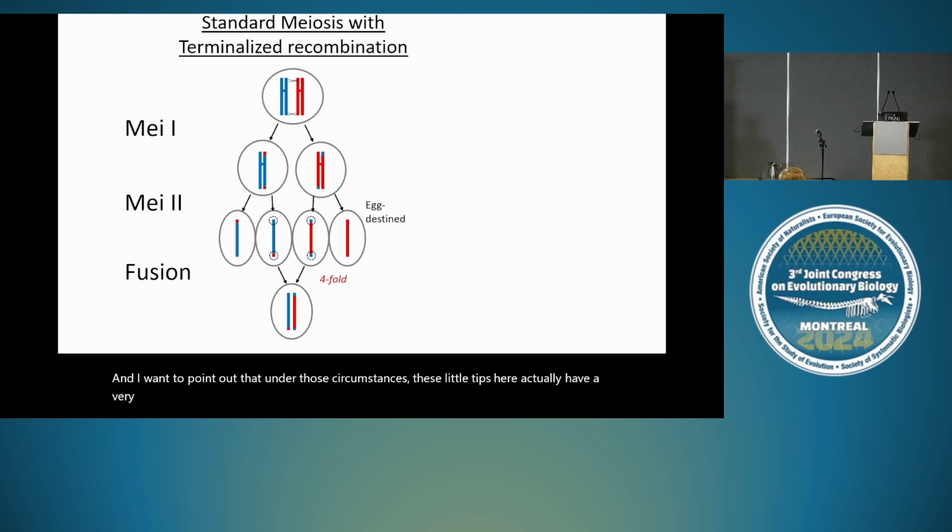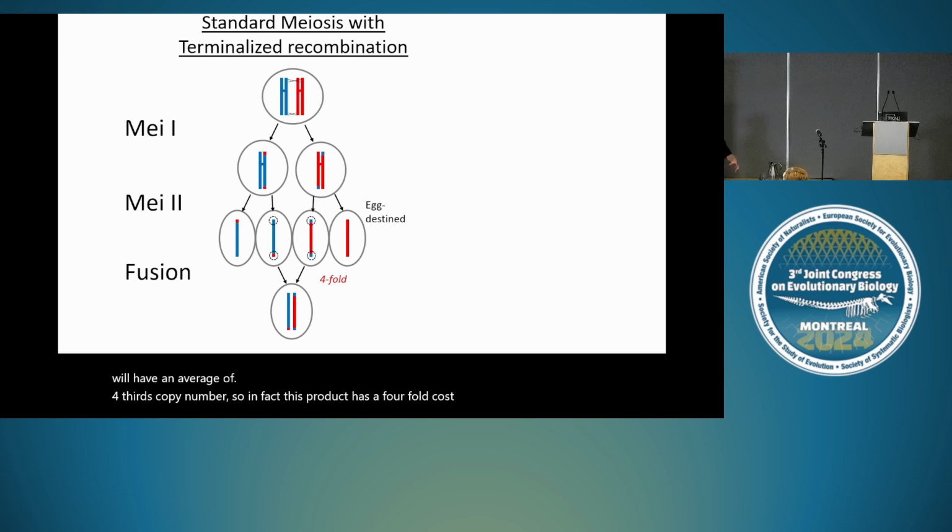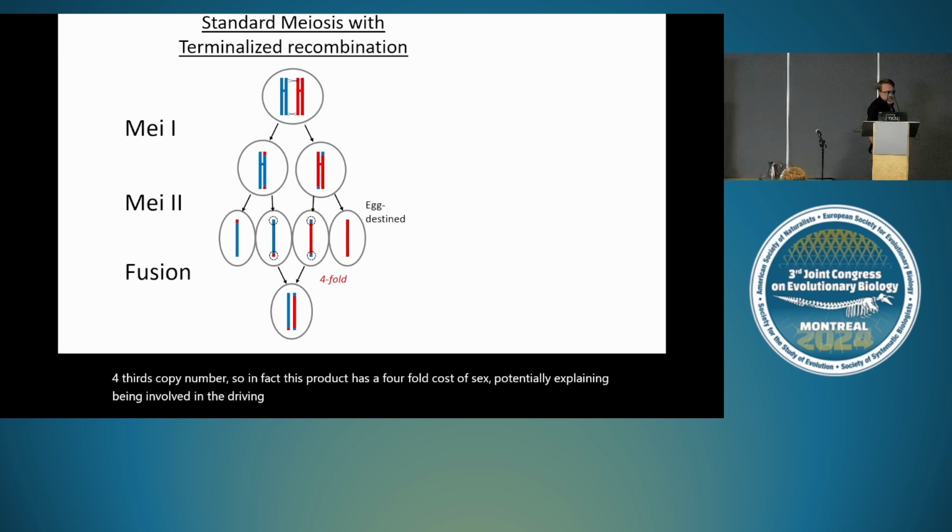And I want to point out that under those circumstances, these little tips here actually have a very strong incentive to fuse, because if we have basic randomization of alleles at the tips, this allele here knows that it is present 100% here, and there's a 1/3 chance it's there, and a 1/3 chance it's there. So if it doesn't drive asexuality, it has a 1/3 chance of being transmitted into the sexual organism. But if it drives the fusion, it'll have an average of a 4/3 copy number. So in fact, this product has a 4-fold cost of sex, potentially explaining its involvement in the driving of asexual reproduction in these cases.